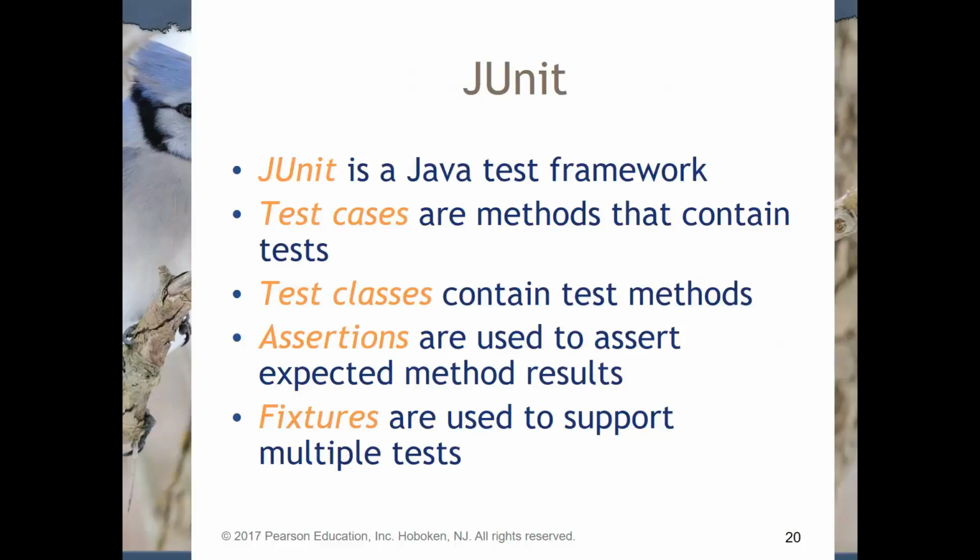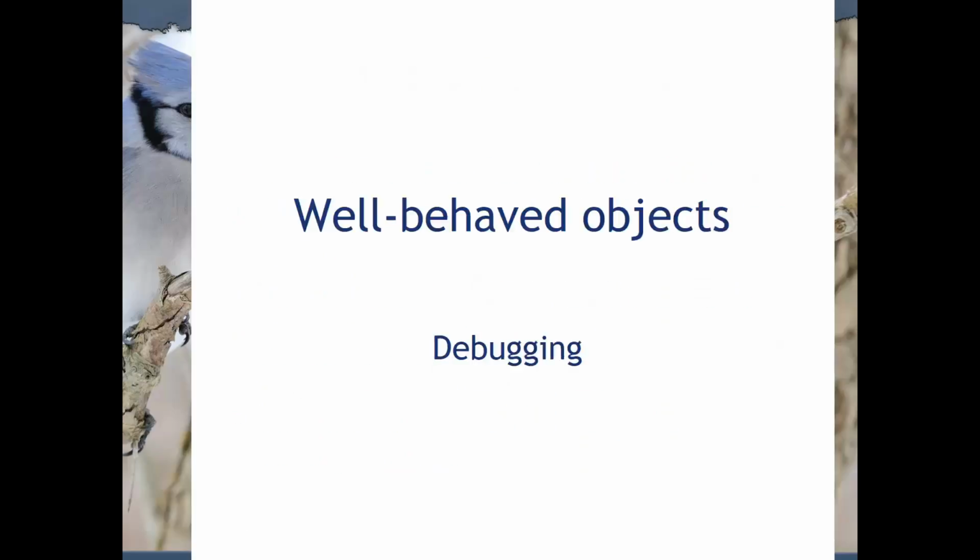JUnit. JUnit is a Java test framework. It is amazingly cool, has great stuff in it. It has test cases, test classes, assertions, and fixtures. These are all important concepts in JUnit. Spend the time, go through the book, get very familiar with these, because these are the fundamentals of JUnit, and a shop will save money in the long run if they implement this stuff properly.